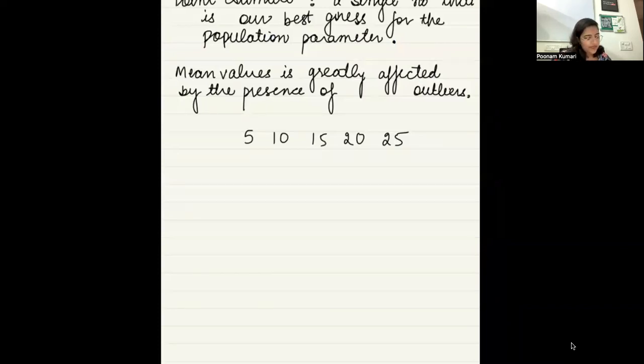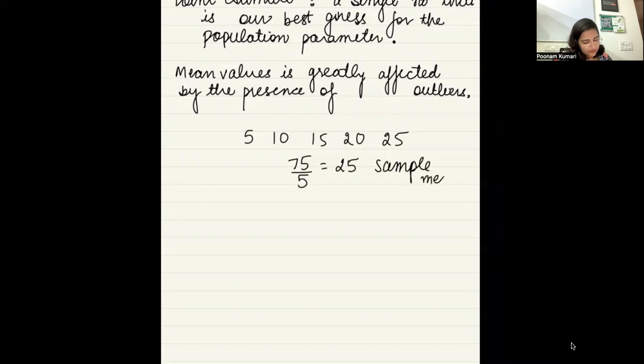So we have 15, then 15 and 30, and then 30 and 20 is 50, and then 75, right? So 75 divided by 5. What is that? 25. So my sample mean is 25.